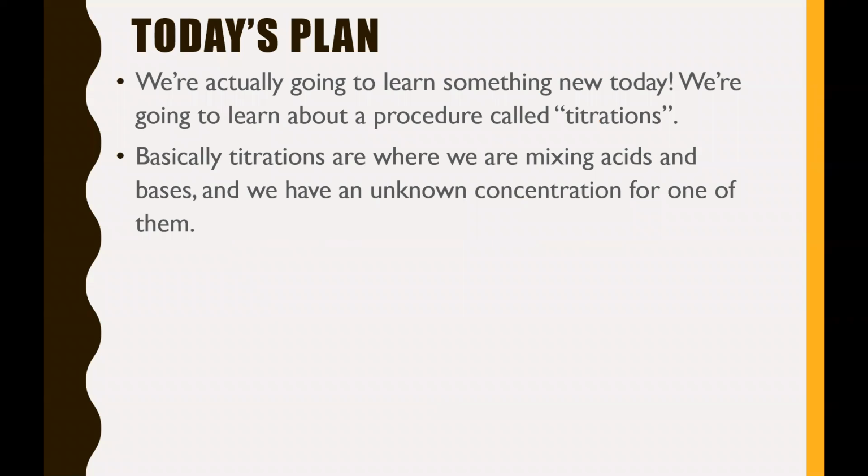Today's plan, we're actually going to learn something new today. Wonders never cease, right? So we're going to learn about a procedure called titrations. Basically, titrations are where we are mixing acids and bases, and we have an unknown concentration for one of them. So the main idea here is we use this procedure called titrations to figure out what the concentration is of either our unknown acid or our unknown base. So it's basically a problem solving thing.